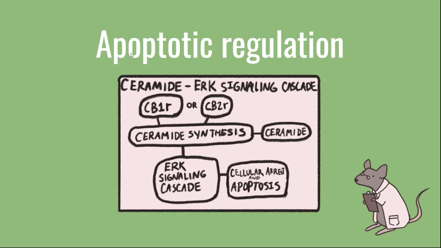Now let's talk about the apoptotic regulation of the endocannabinoid system. In a study done on lab rats, THC was found to induce apoptosis. The endocannabinoid system does this through the ceramide ERK signaling cascade. So basically what this is that when CB1 or CB2 is expressed, it starts this process called ceramide synthesis, which will then of course produce ceramide and start another process called the ERK signaling cascade. What the signaling cascade results in is the cellular arrest and apoptosis of the cell.